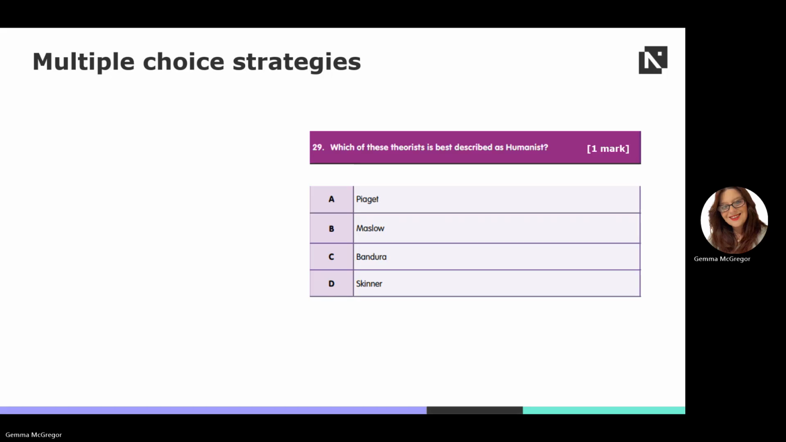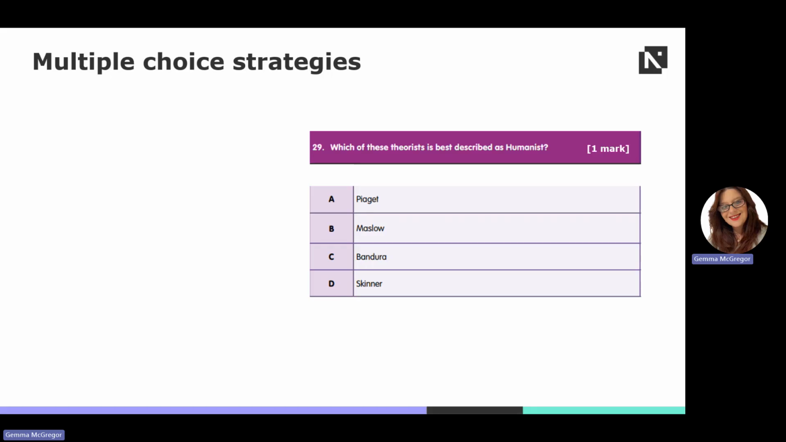Multiple choice questions are also about eliminating the wrong answers. Read every answer option in the example here and use your existing knowledge to discount at least one of the other possible answers. It then becomes a process of elimination. What strategies could be used to discount some of the other answers? What can the student remember about the other theorists in order to discount them? The answer here is, of course, B. Were you expecting to see Maslow as one of the possible answers?